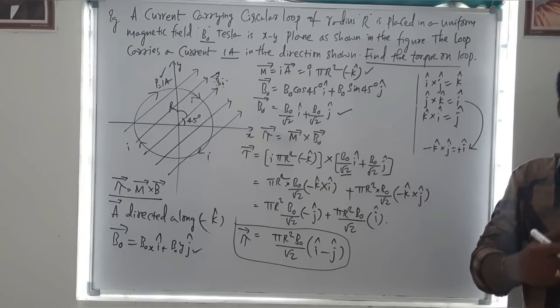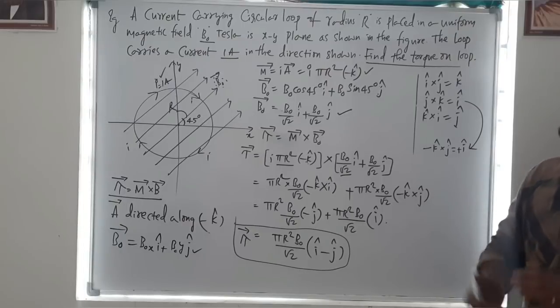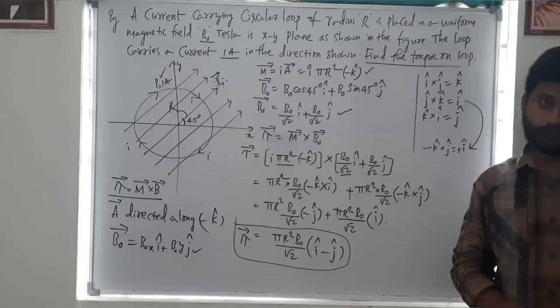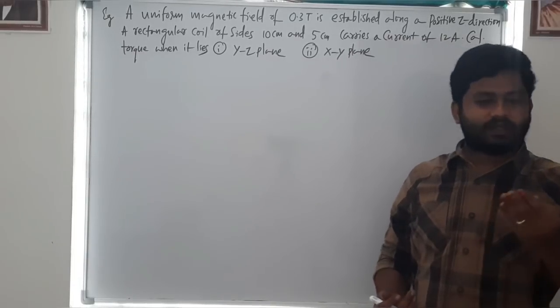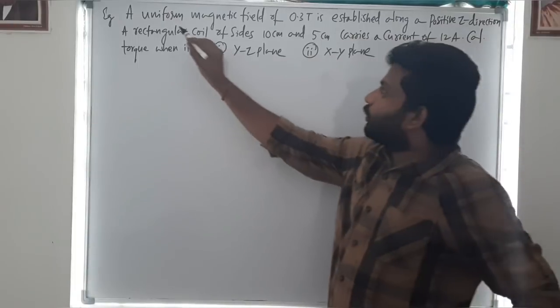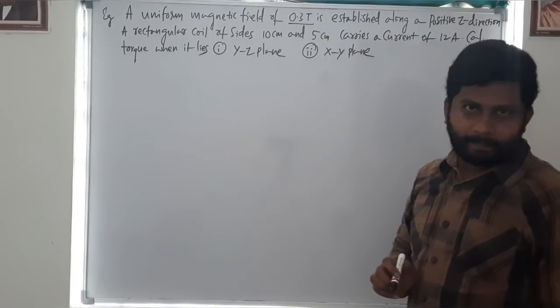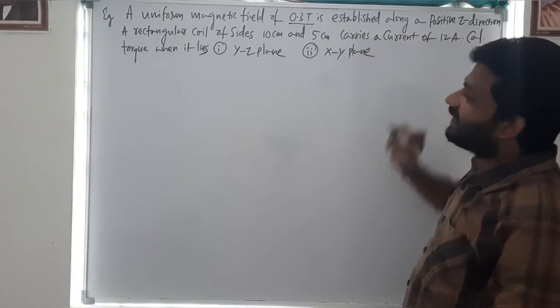But a lot of practice makes you save your valuable time. And let's see one more question based on the torque acting on a current carrying loop. Let's start one more numerical based on the torque. A uniform magnetic field of 0.3 Tesla is established along a positive z-axis.